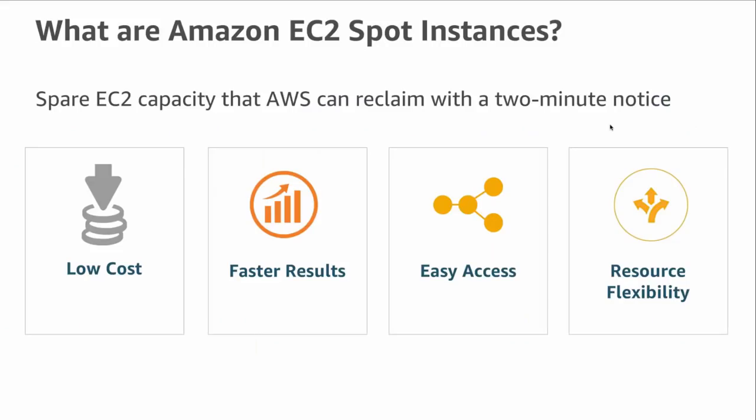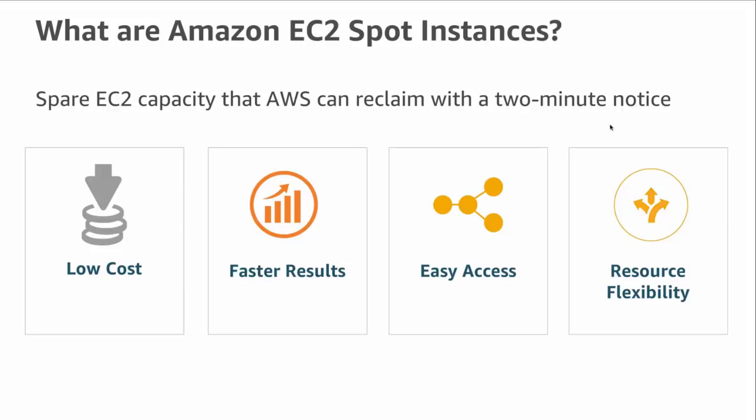Again, what are Spot instances? Spare EC2 capacity with a very simple rule: AWS can reclaim that capacity with a 2-minute warning if we need to take it back. But Spot instances come with some really great features. The first is low cost. Typically, you can achieve savings of 70 to 90% off of the on-demand price just by replacing your on-demand workloads with Spot. A very easy win to get low cost for EC2 capacity.